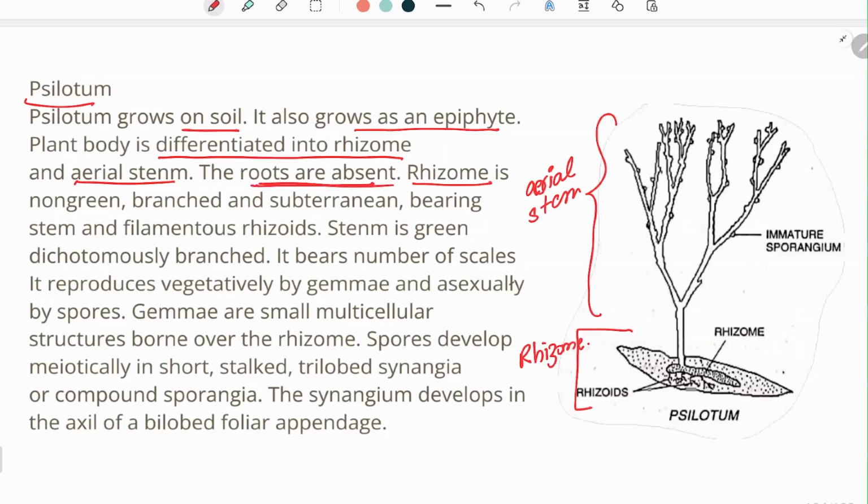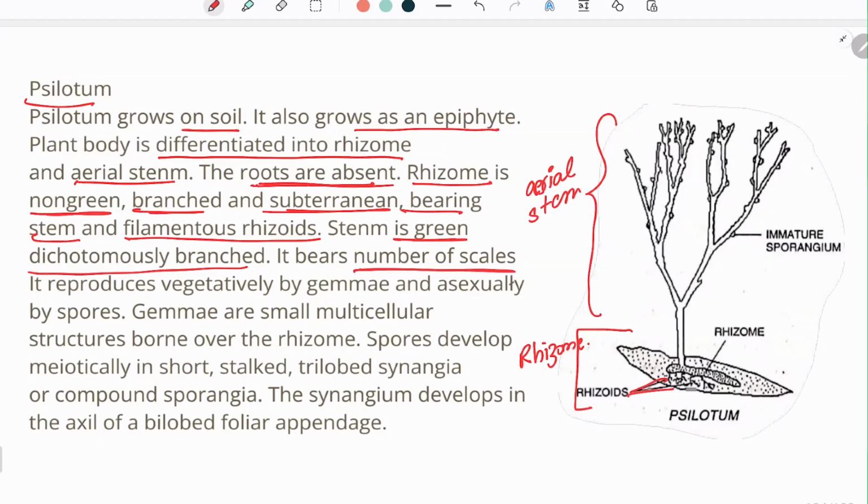The rhizome is non-green, branched, and subterranean, bearing the stem and filamentous rhizoids. It is brownish in color, branching is present, and it bears filamentous rhizoids. The stem is green and dichotomously branched, so it is highly branched and greenish in color. It bears a number of scales, so a scaly surface is present.